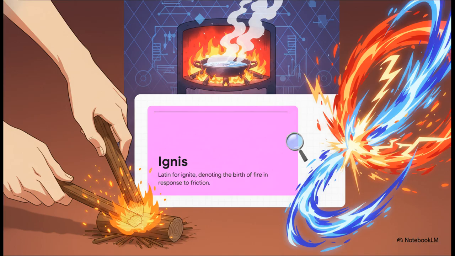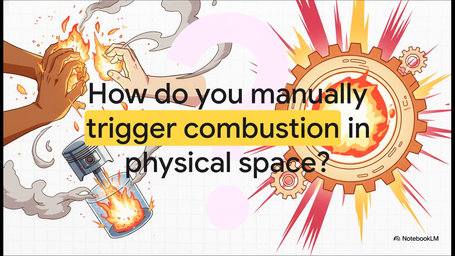Fire absolutely requires a precipitating action. Just like pressure naturally builds up inside the atoms of water when you set a pan on a hot stove, you have to have that mechanical friction to create the initial spark. So here's my question for you. How do you manually trigger combustion in physical space? If you know you need intense pressure and friction to get that spark, how do you engineer that out of thin air in an empty room?